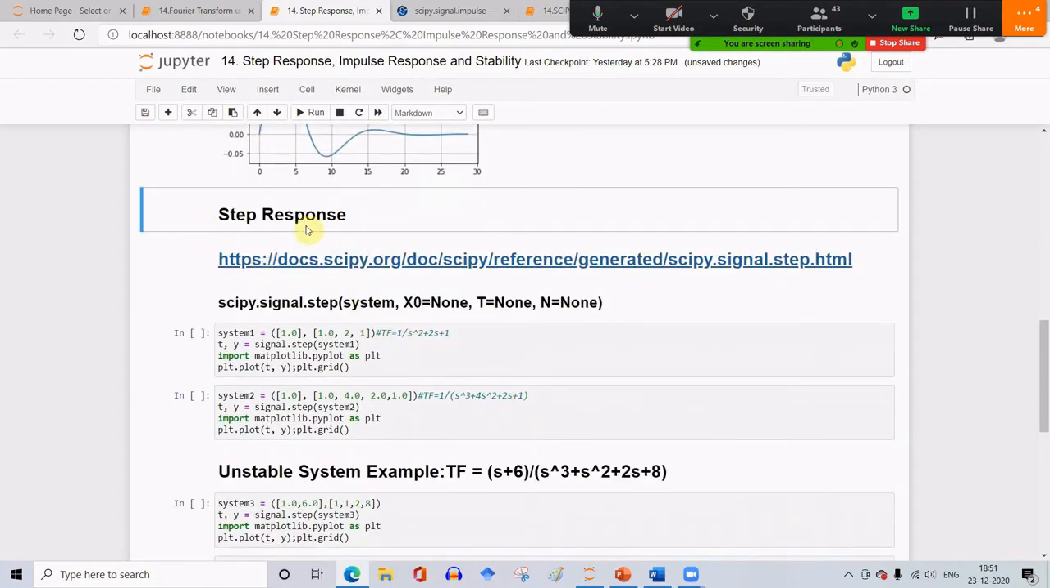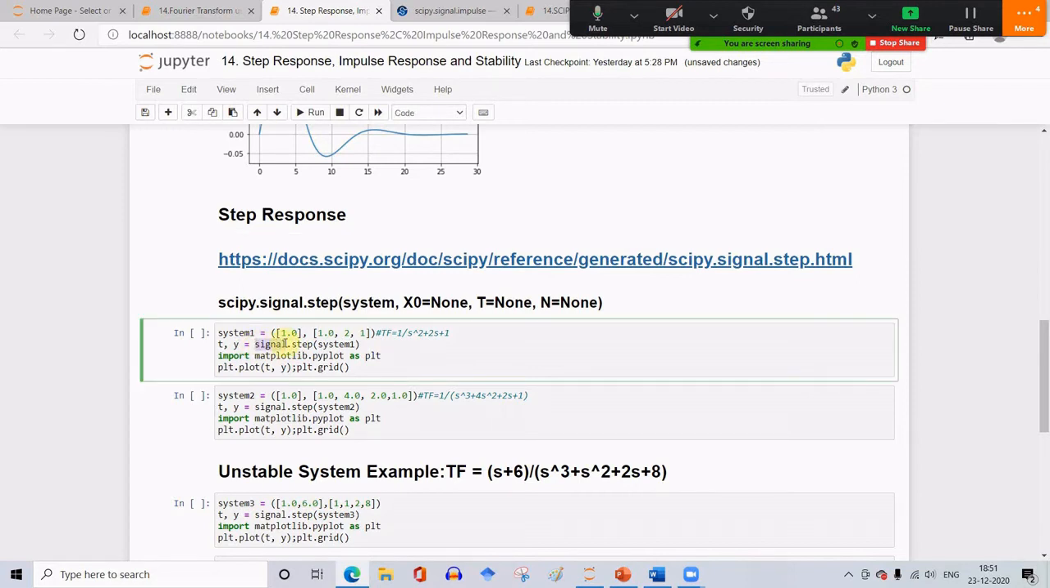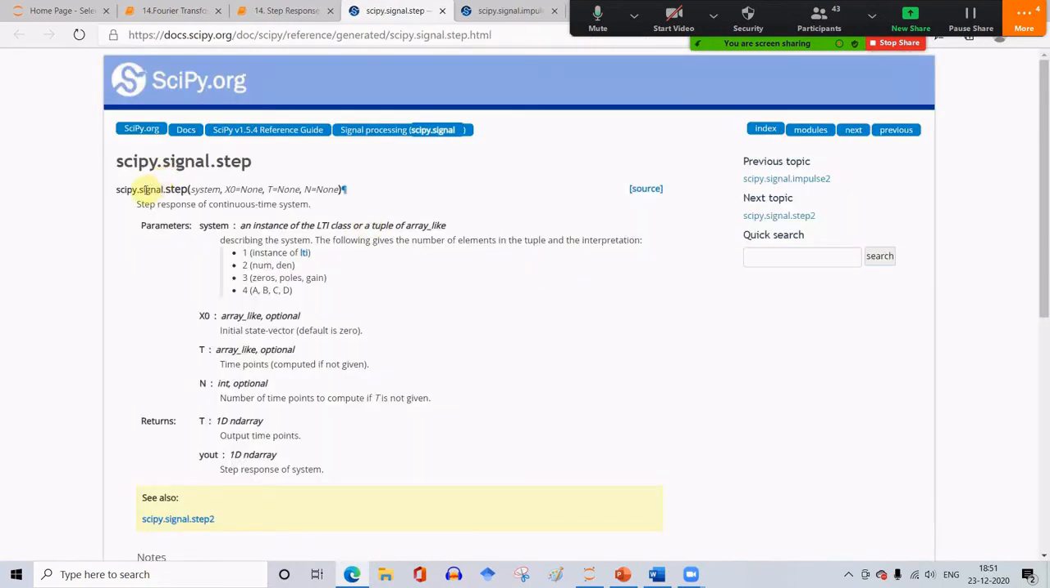Next, let me take the step response. For that, from the signal subpackage, get the function signal.step and then give the system. What is the syntax of this scipy.signal.step? The first thing is the system, which is mandatory, you have to give it, and the remaining ones you can leave at the default values.